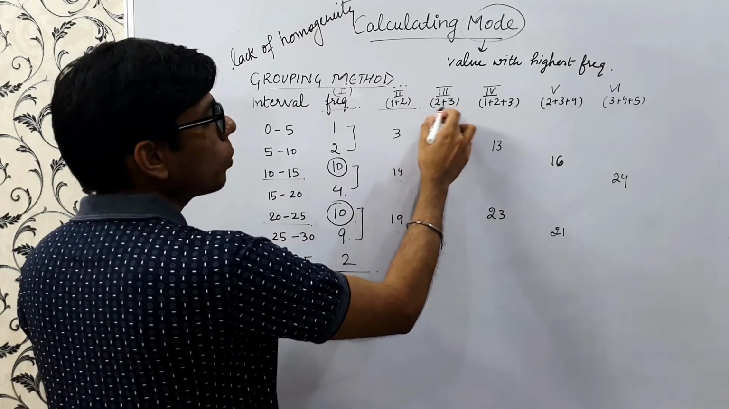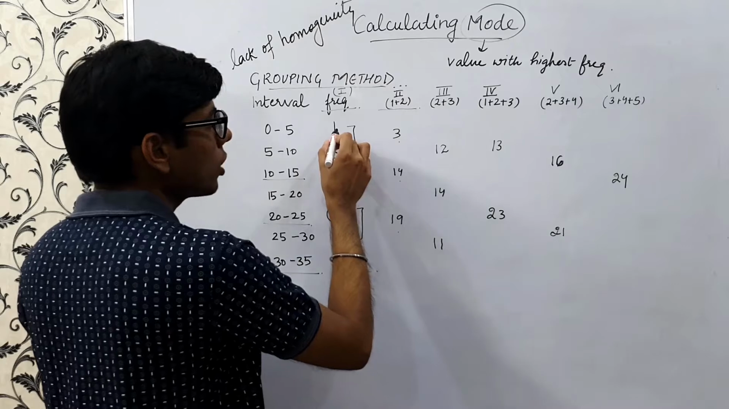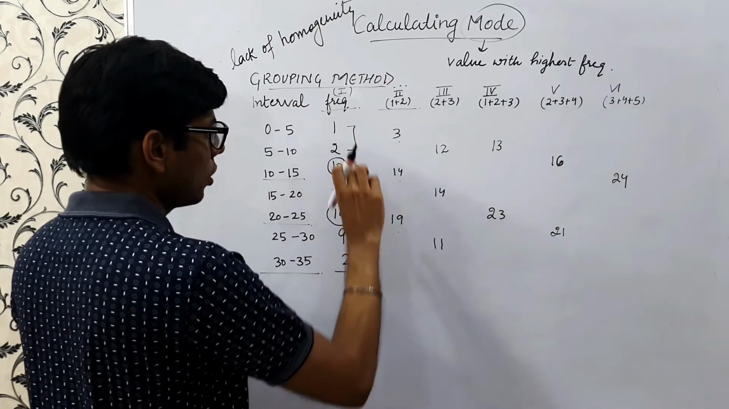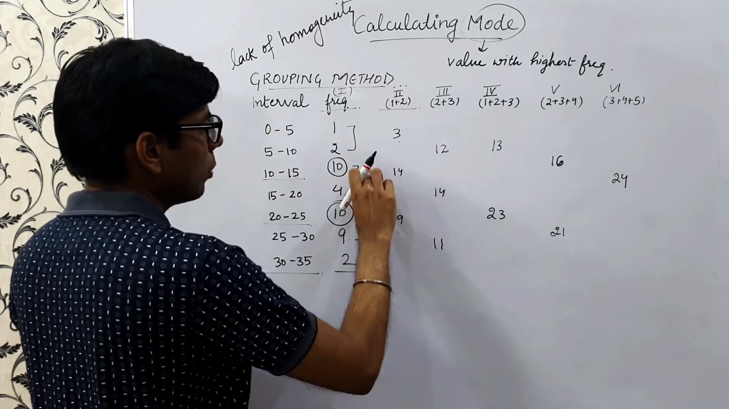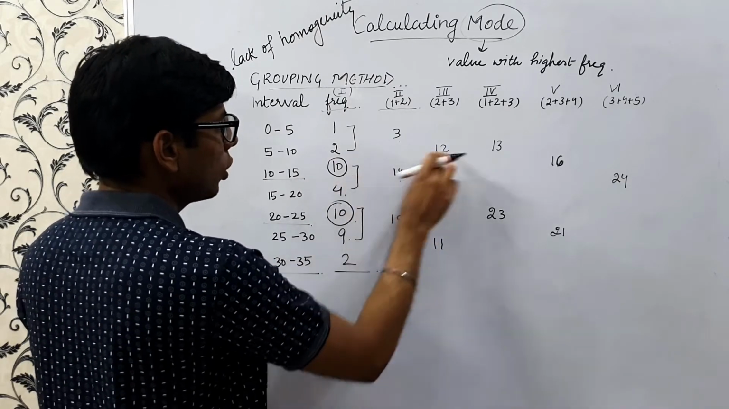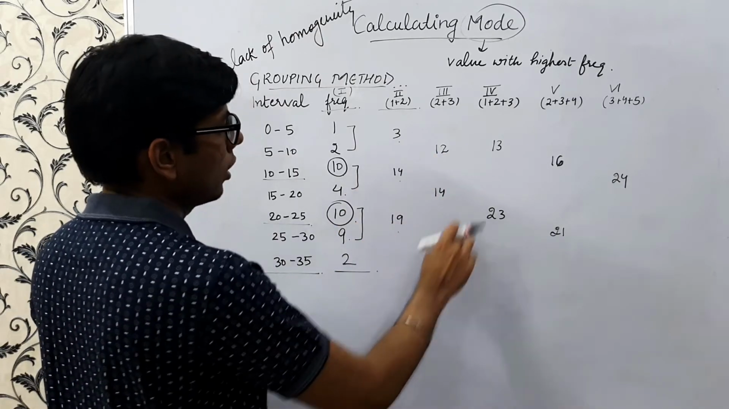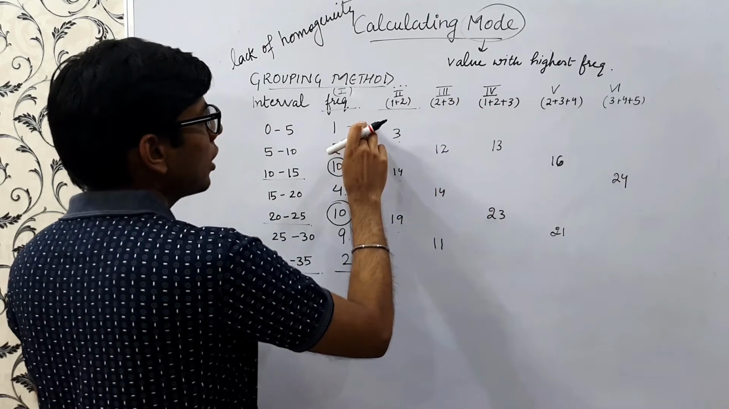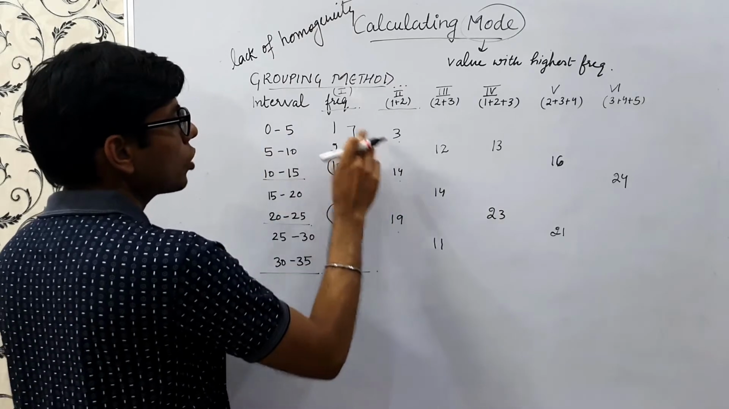The third column is 2 plus 3. What does 2 plus 3 mean? Just leave the first observation and take the sum of 2 consecutive observations. So this is 2 plus 10, 12; 10 plus 4, 14; 4 plus 10, 14; 9 plus 2, 11. Then the fourth column says 1 plus 2 plus 3. What does that mean? Take the sum of 3 consecutive observations starting from the first observation.